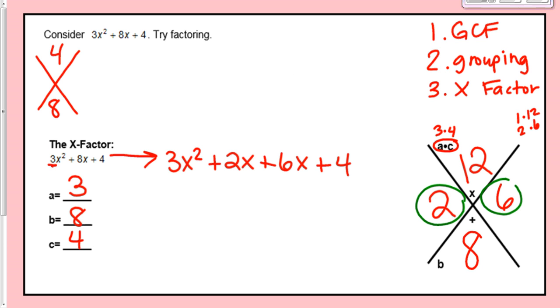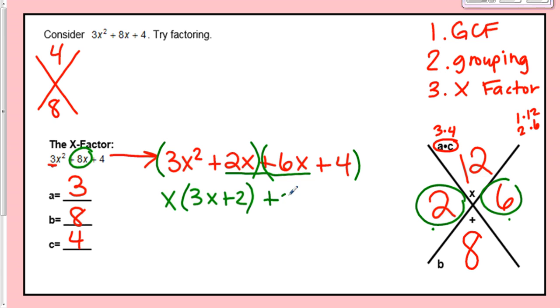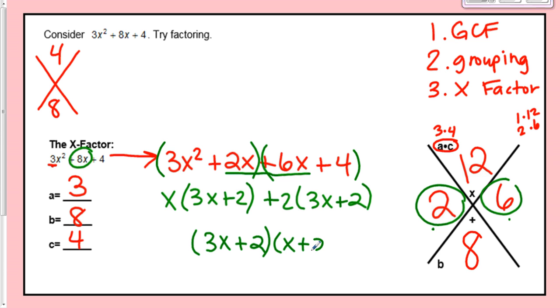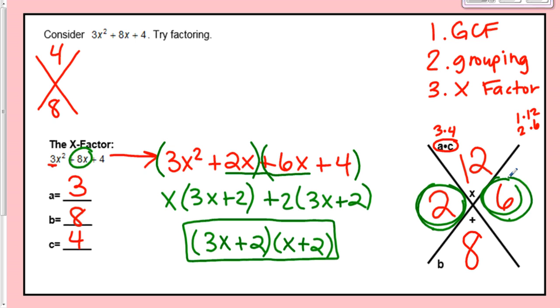So now I have to go back to this grouping idea. I took 8x and split it apart into 2x plus 6x because that's what I found in my x factor, okay? Now I just group like I always have. So these two and these two. So I'm going to take out an x, and I get 3x plus 2. And I'm going to take out a 2 here, and I get 3x plus 2. So my final answer ends up being 3x plus 2 times x plus 2, okay? So very, very similar to part 1. You just can't do the shortcut anymore. You can't just skip and use these two numbers as your factors. You can't do that anymore.